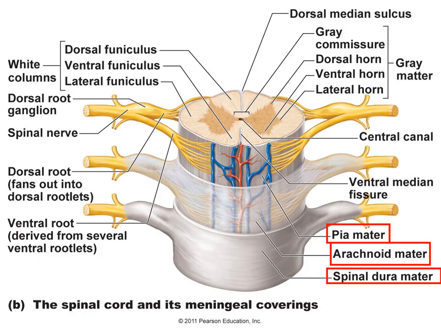From this cross-section, as you can see, maybe a little bit easier, right here is the central canal. In terms of the layers of the meninges, you have the pia mater, the arachnoid mater, and then the dura mater.